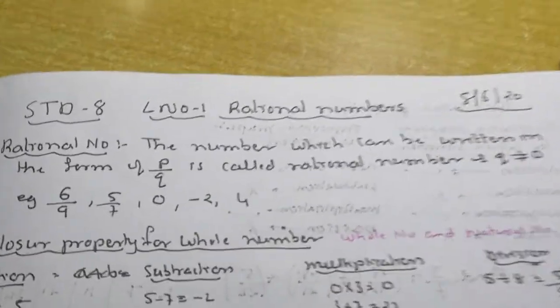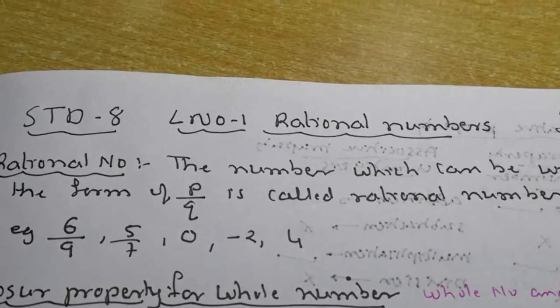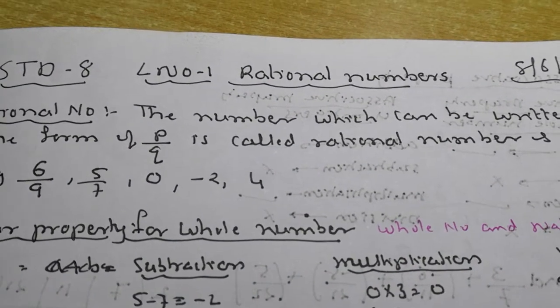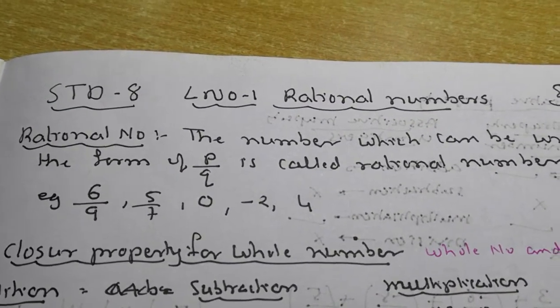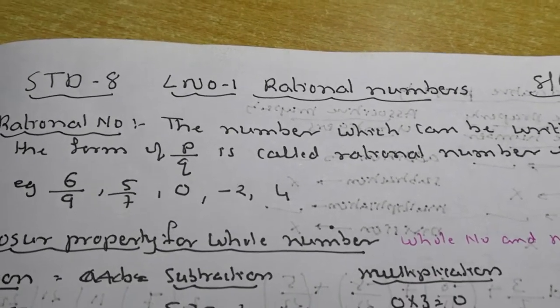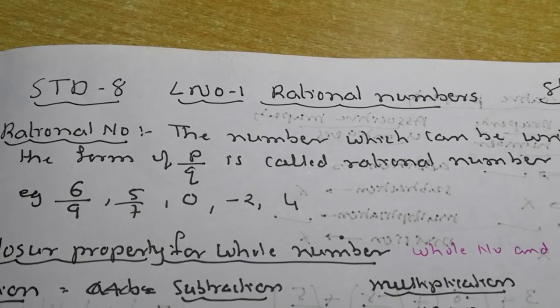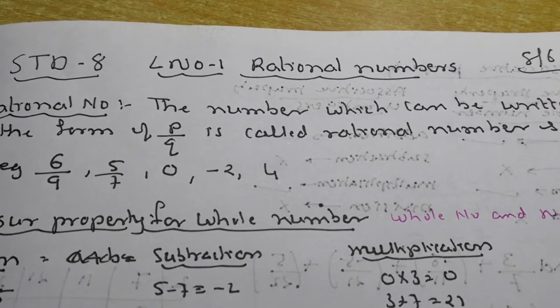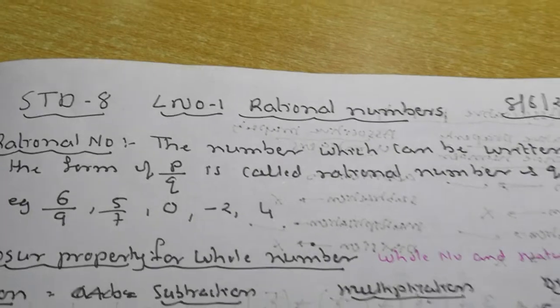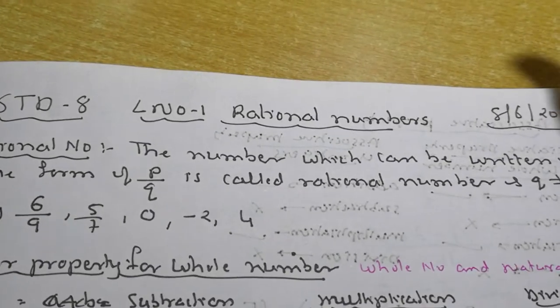Well, friends, today we are going to start with your maths lesson number 1. Before starting with our lesson number 1, you have to remember certain points. You know what are natural numbers. Natural numbers start from 1, 2, 3, 4, and go on. Whole numbers start from 0, 1, 2, 3, and go on.